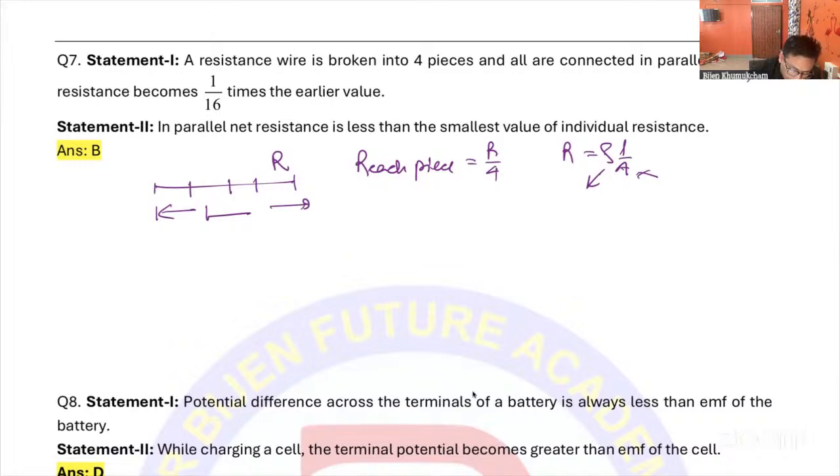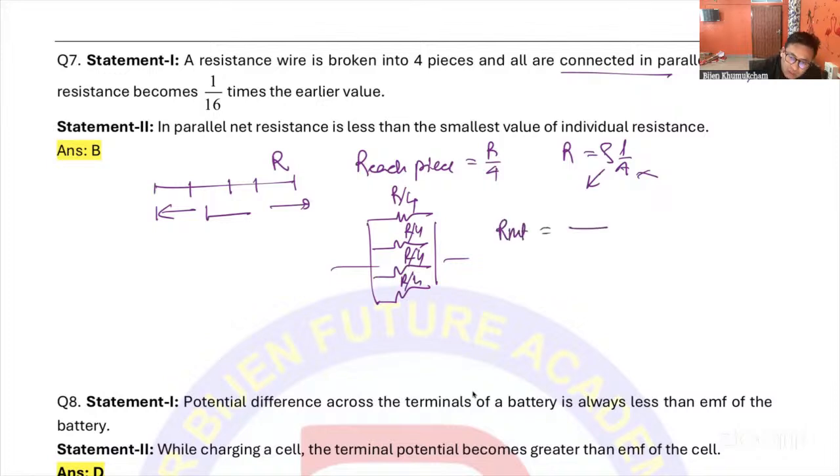The net resistance: these pieces are connected in parallel. So R by 4, R by 4, R by 4, and R by 4, all connected in parallel. For a parallel combination of identical resistors, R net will be the resistance of each resistor divided by the number of resistors. That is R by 4 divided by 4, which is R by 16.